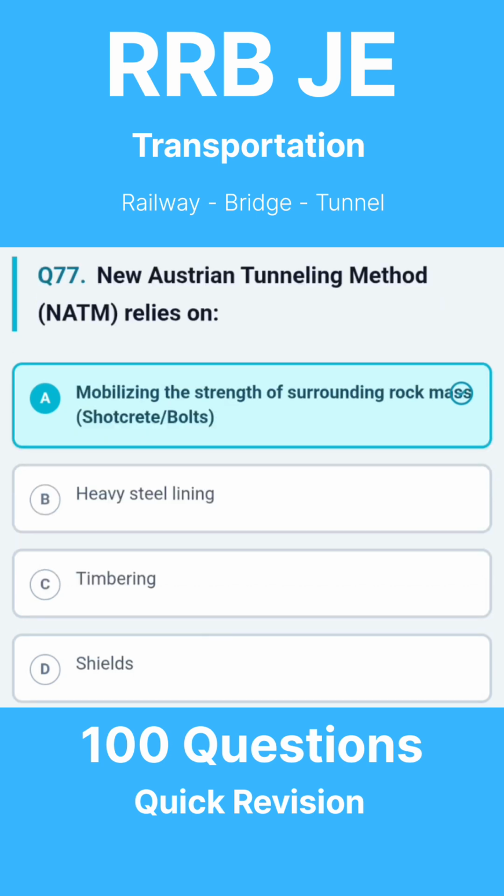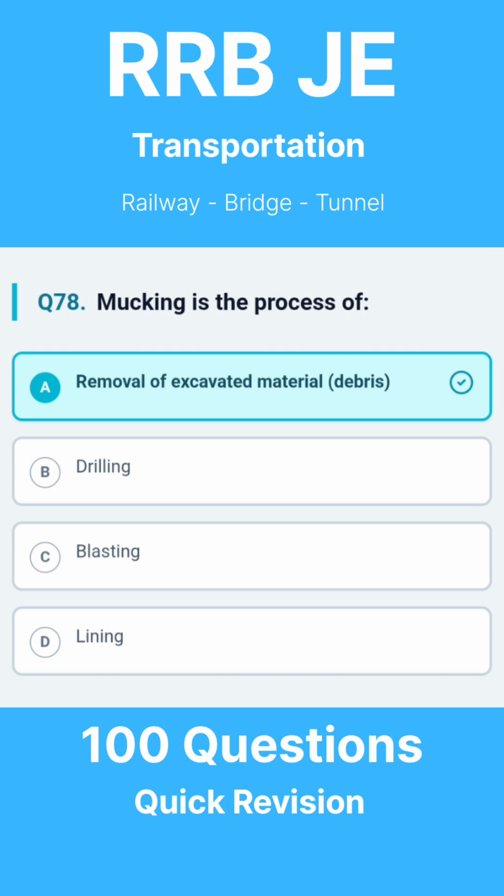Question 77. New Austrian Tunneling Method (NATM) relies on? The correct answer is mobilizing the strength of surrounding rock mass, shotcrete/bolts. Question 78. Mucking is the process of? The correct answer is removal of excavated material, debris.